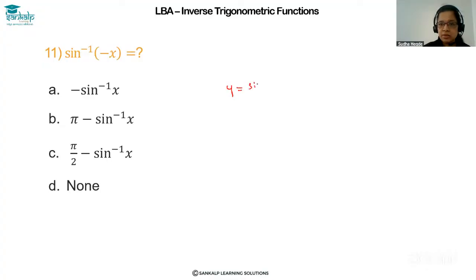sine inverse minus x, correct? This implies, move that sine inverse to this side. Sine y is equal to minus x. Got it? This implies minus sine y is equal to, move that minus to the other side, x.